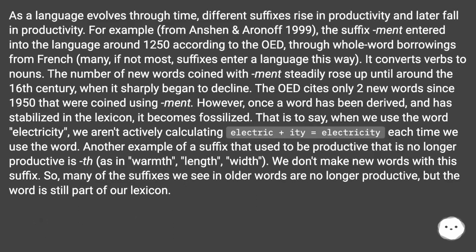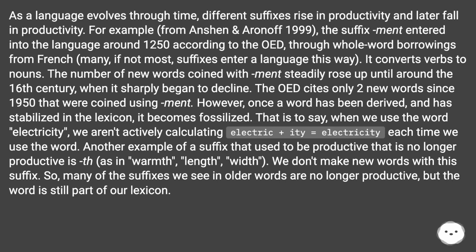As a language evolves through time, different suffixes rise in productivity and later fall in productivity. For example, from Anshen and Aronoff 1999, the suffix -ment entered into the language around 1250 according to the OED, through whole word borrowings from French. Many, if not most, suffixes enter a language this way. It converts verbs to nouns. The number of new words coined with -ment steadily rose up until around the 16th century, when it sharply began to decline. The OED cites only 2 new words since 1950 that were coined using -ment.